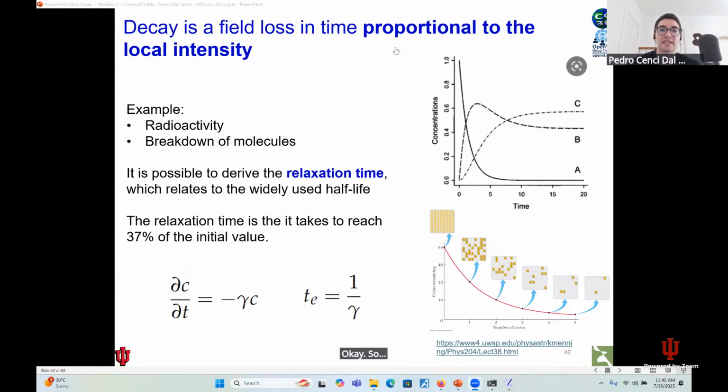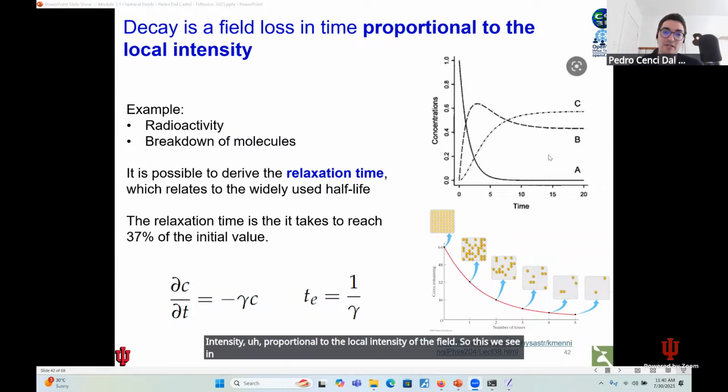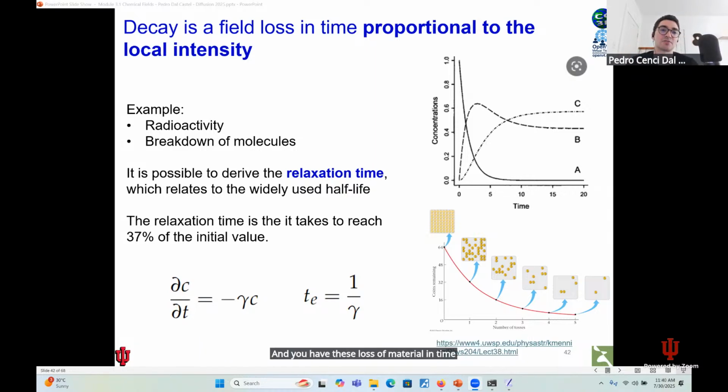So what is decay doing? Decay is basically a loss of the field intensity proportional to the local intensity of the field. So this we see in radioactivity, for example, as the more radioactive material you have, the more it decays, and the less we have, the less it decays, but it's always decaying, and we have this loss of material in time. We also see that in breakdown of molecules. For example, oxygen depletes inside tissues because it is consumed by cells.